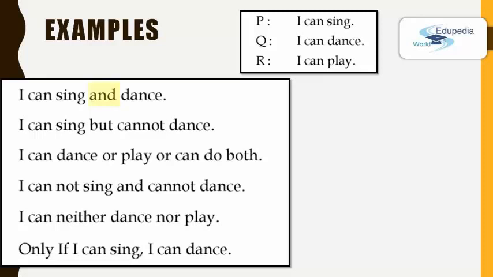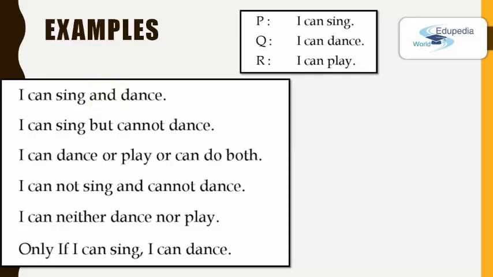In this statement we use the conjunction word and to connect those two primitive statements, I can sing, I can dance. If you can remember, we use the turned V symbol to represent the conjunction operation. So this is how we can represent this first statement, P turned V Q.